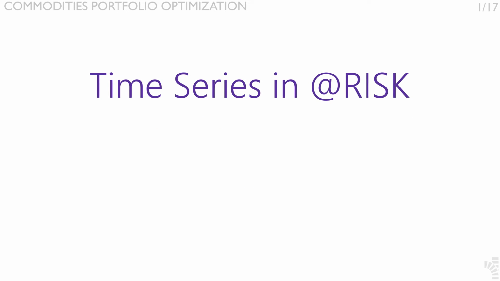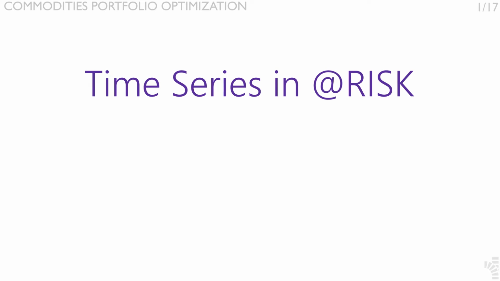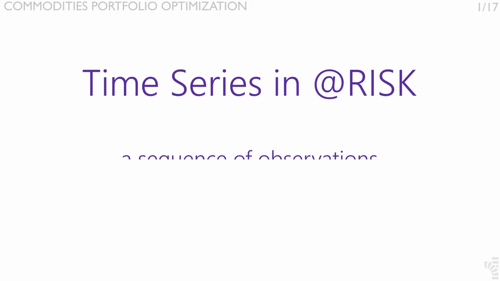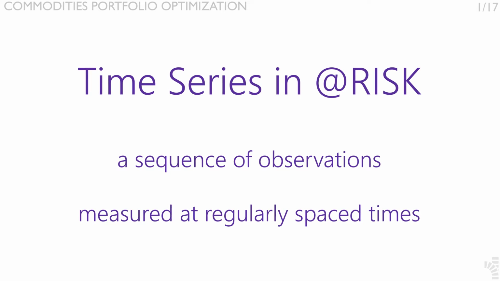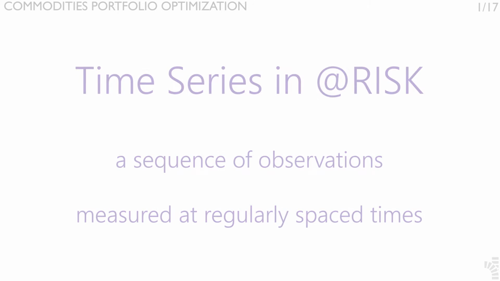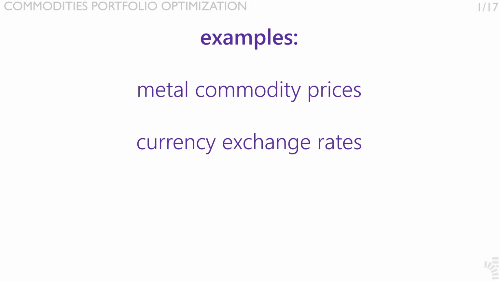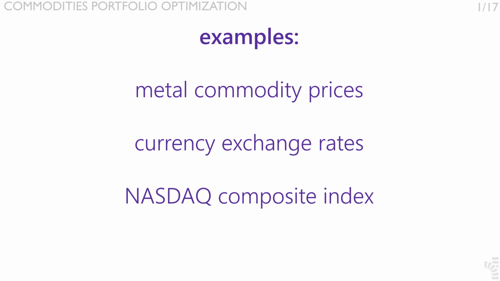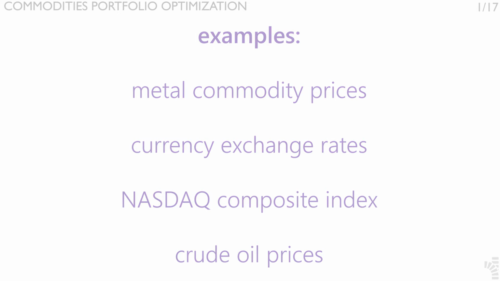Time series and @risk. In the fields of statistics, economics, and mathematical finance, a time series is a sequence of observations, typically measured at regularly spaced times, such as every week, every month, or every quarter. We will use an example of commodity prices for metals. Other examples of time series are weekly currency exchange rates, the daily closing value of the Nasdaq Composite Index, and monthly crude oil prices or any other type of commodity.